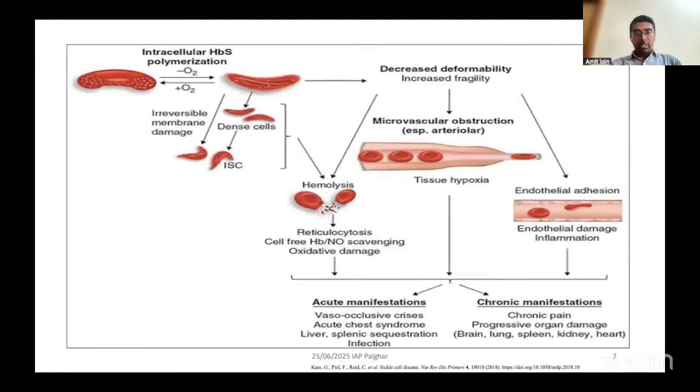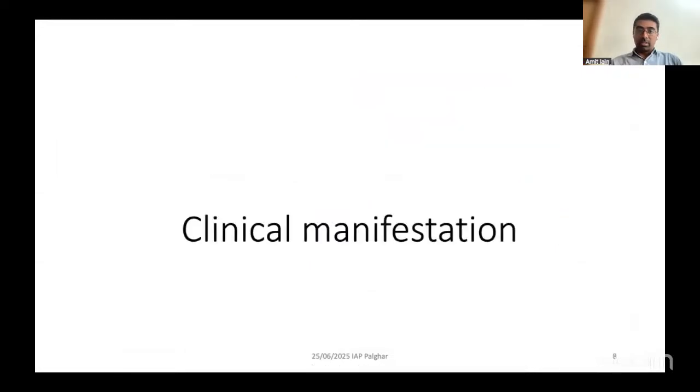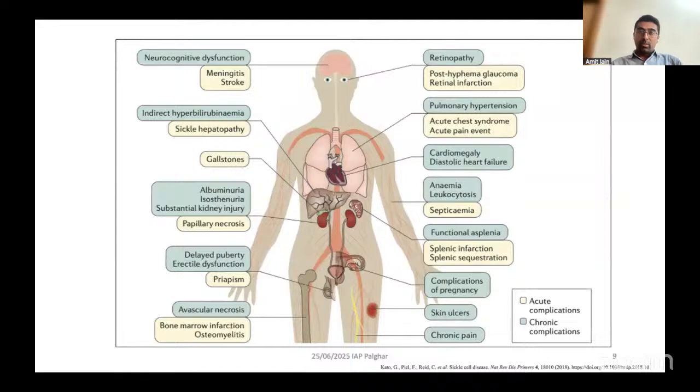Moving to pathophysiology, because of this polymerization, RBCs become sickle cells with decreased deformability and increased fragility, which causes hemolysis and microvascular obstruction whenever they travel through the veins or arteries. When they get stuck in the circulation, that causes tissue hypoxia, leading to acute or chronic manifestations, which will be discussed later. It also causes endovascular injuries because of endothelial adhesions, which leads to chronic manifestations. So it can affect any part of the body acutely or chronically. Whenever the sickle cells get stuck in the vasculature, it can cause problems.